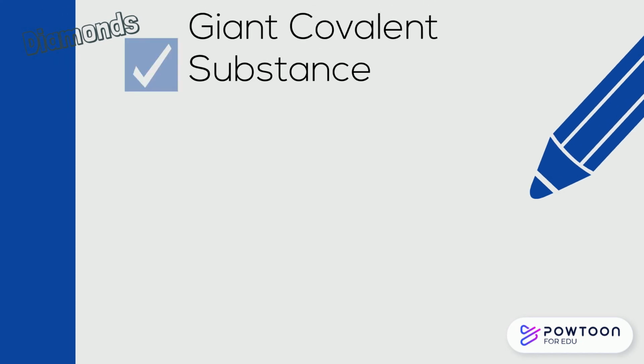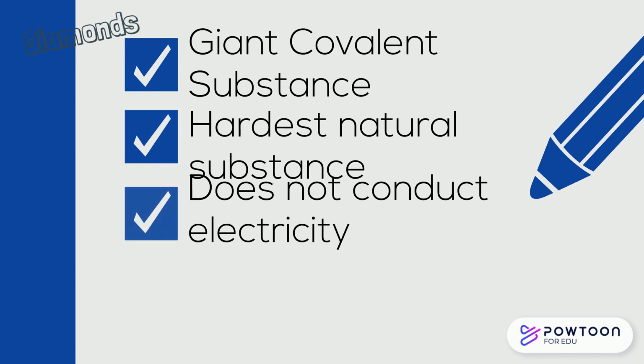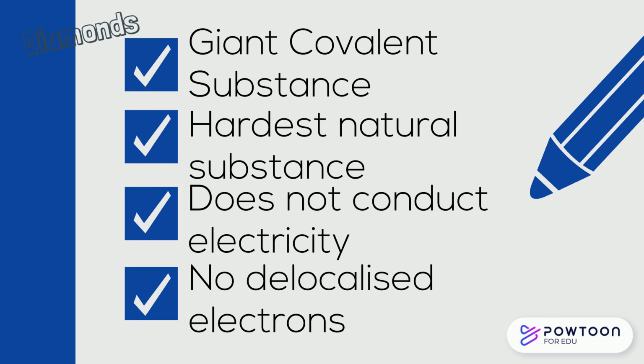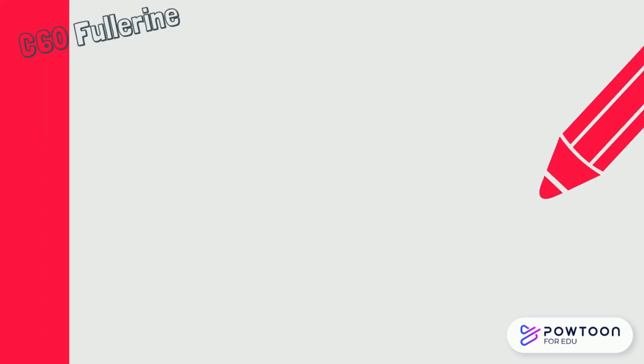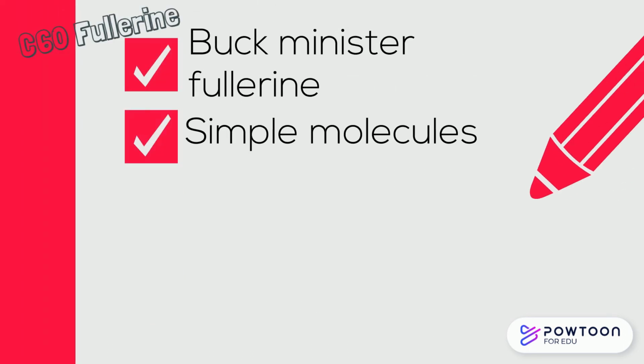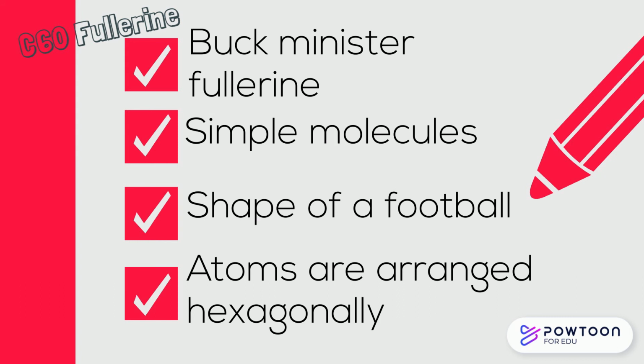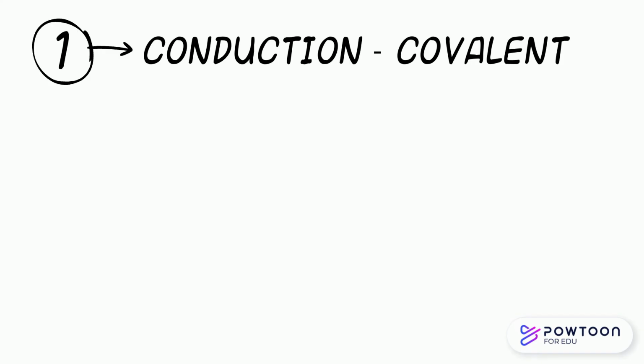Next, let's see diamond. This is also a giant covalent substance. It is the hardest natural substance on earth. It does not conduct electricity since it has no delocalized electrons. Next, we move on to Buckminster fullerene. It is a simple molecule and shares the shape of a football. The atoms are arranged hexagonally.